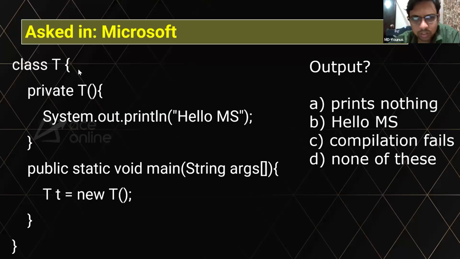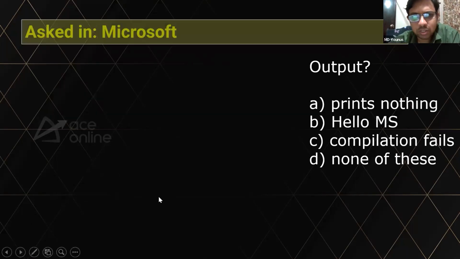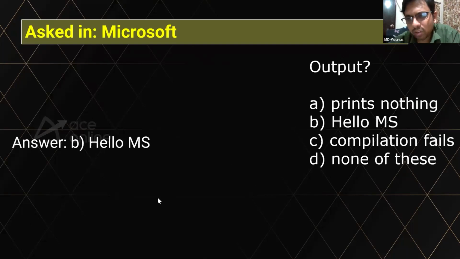This main method is in the same class. If the main method is in a different class, will I get error? Yes. So the output is hello MS because we are in the same class. So one thing you have learned is that constructors can also be private. You can access them from the same class, but not from other classes.